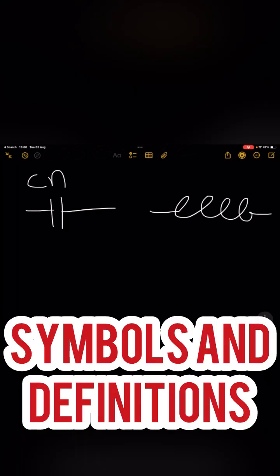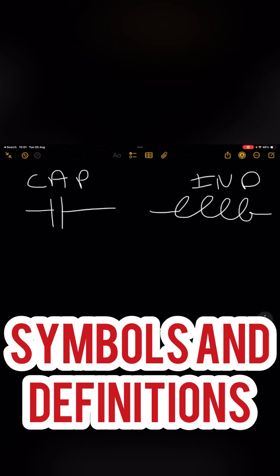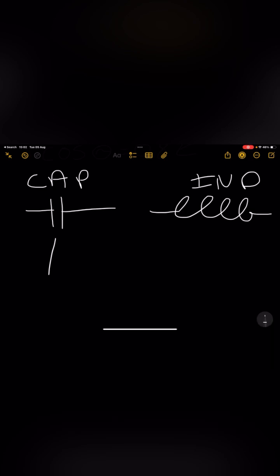We have capacitors and inductors over here. A capacitor is a passive electrical component that stores energy in an electric field between two conductive plates separated by an insulator called the dielectric. So that's a capacitor. And then, what is an inductor? An inductor is a coil of wire that stores energy in a magnetic field when current flows through it. So that's an inductor.